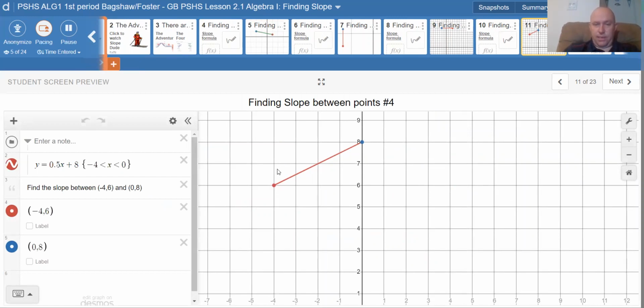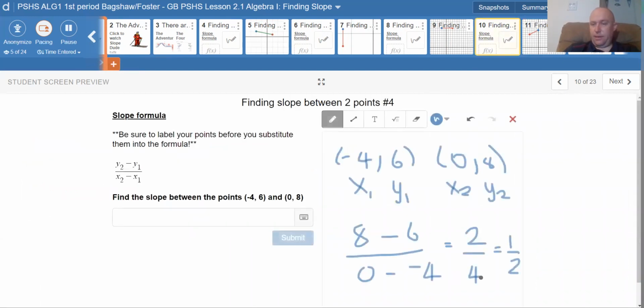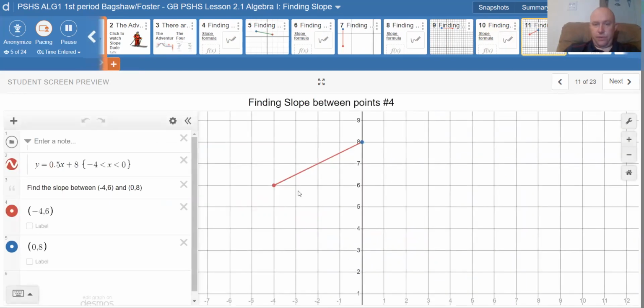If we're counting out the squares here, remember we're going to start at the left. Now this time I am going to go up first because I can't go down or else I'm moving away from the graph. So I would go up 2 squares, and then I would go right 4 squares. And there's that answer that I had a second ago, that 2 over 4. And if you simplify that, you do actually get 1 over 2.